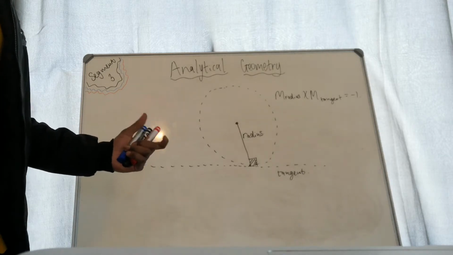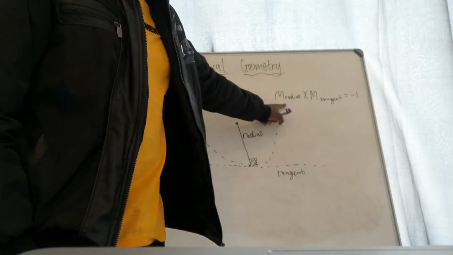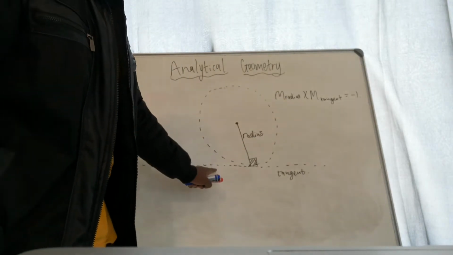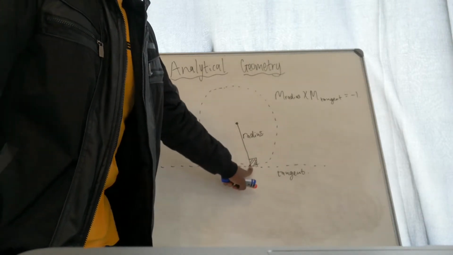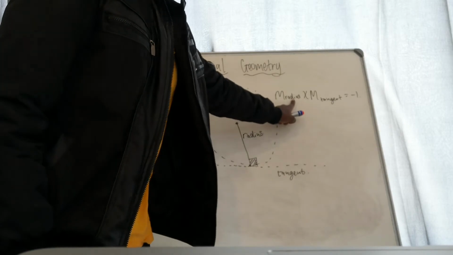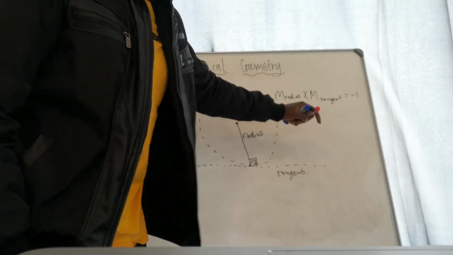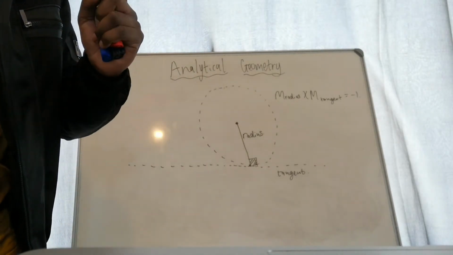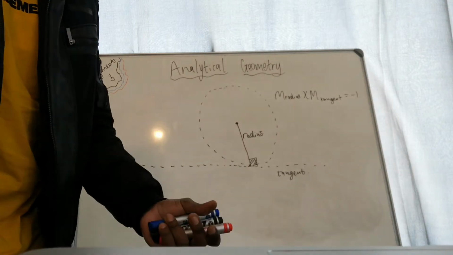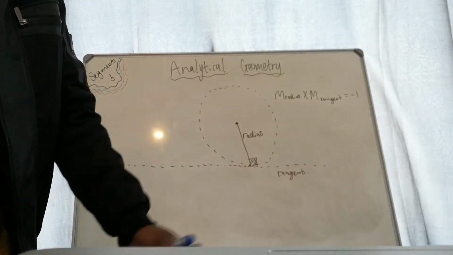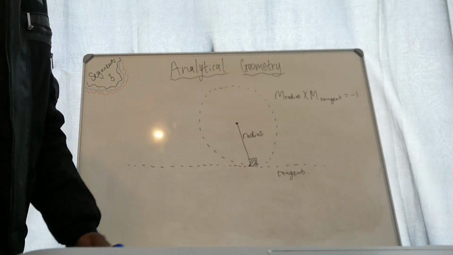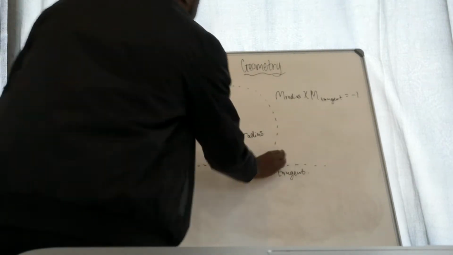And how does this help us? It helps us because we don't actually need 2 points on this line. If we have 1 point and we know the gradient of the radius, then we can always find the gradient of the tangent. And if we can find the gradient of the tangent, we can find the equation of the tangent. So that's what we're doing today.